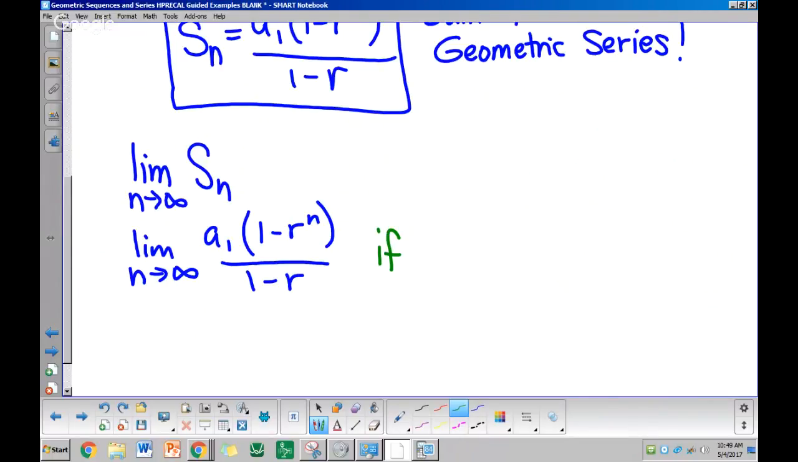So what's happening if r is a special number and I use 1/2, what other numbers could I use? Anything between 0 and 1. Right? What about negative 1/2?